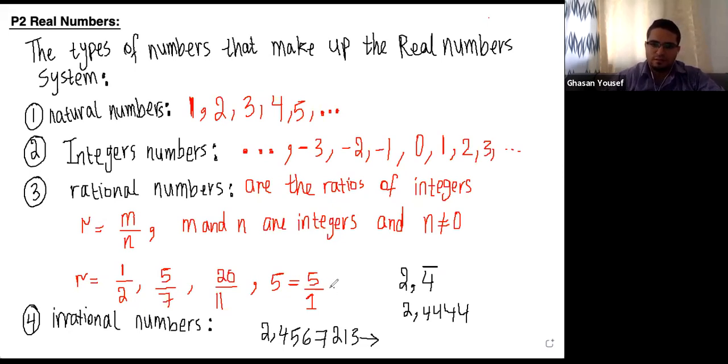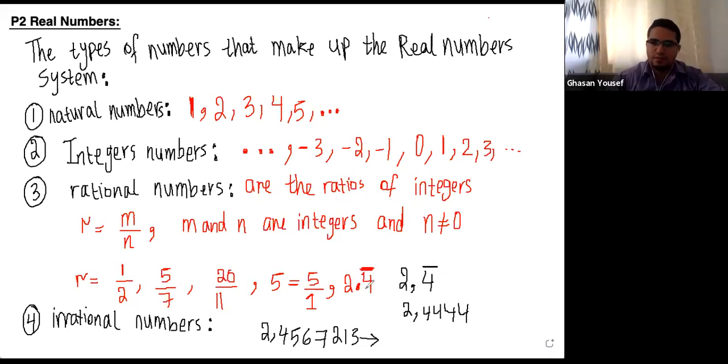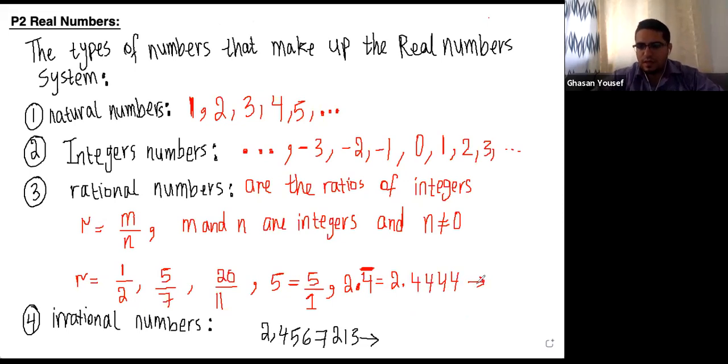So here in the example, 2.4 and the 4 is repeated. Repeated means the bar above the 4. And again, this number equals 2.4444 to infinity. I get a question from Ahmed about 2/3. I mean 0.66666. This is also a rational number because the 6 repeats.